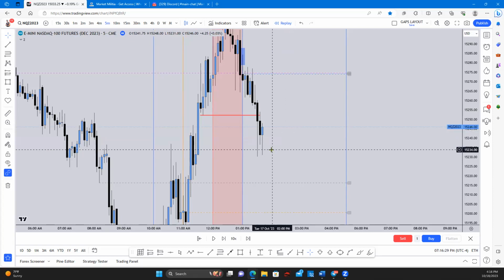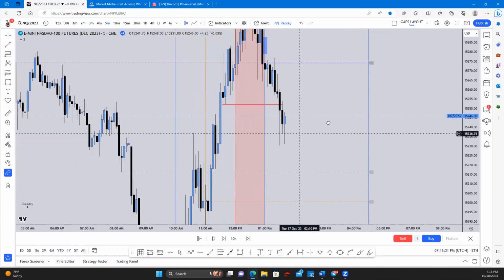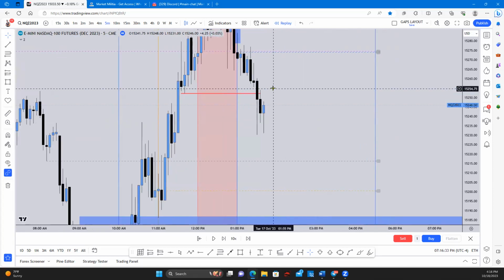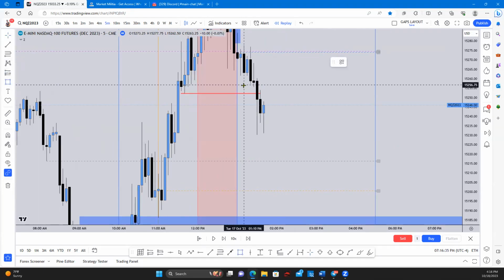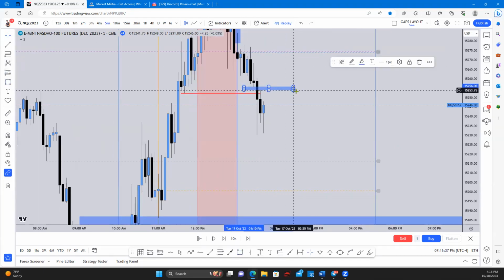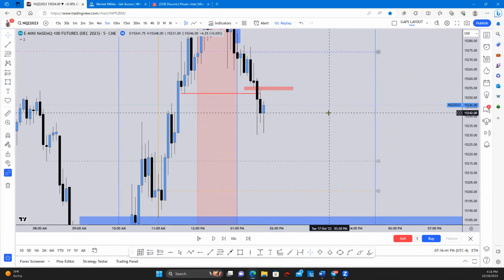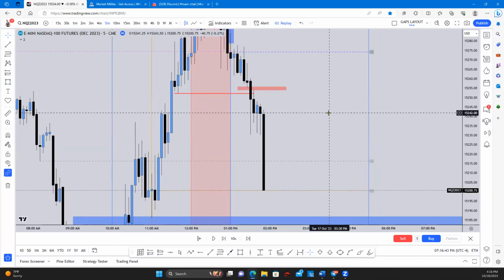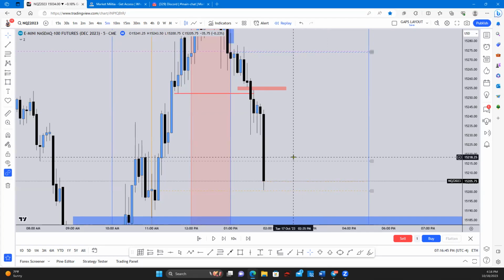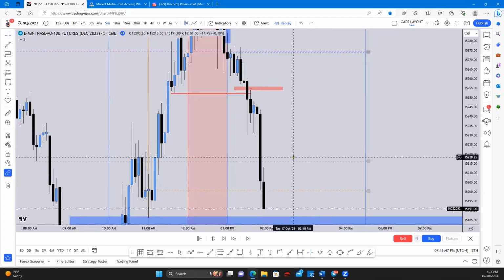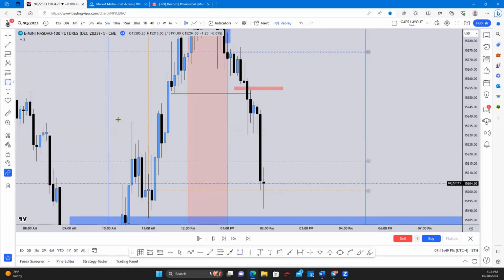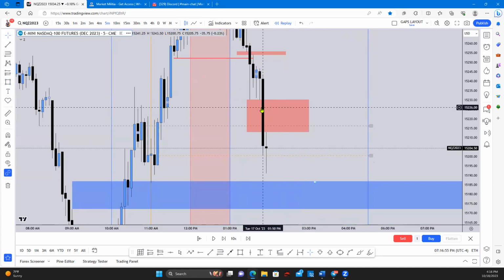We're dropping here. Small 5 minute fair value gap in here. Ooh, big push there. All right, so we have another 5 minute in here. All right, so let's see here.